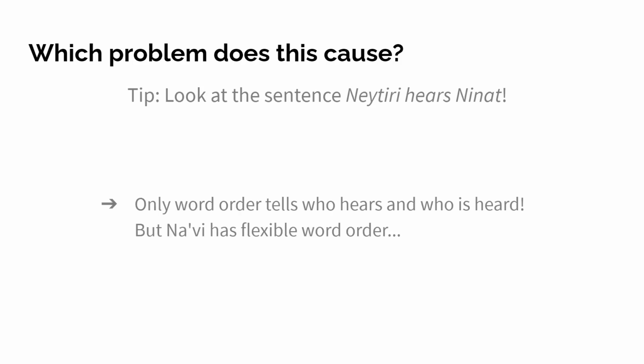So, only word order tells us in the sentence who hears and who is heard. If I would change the word order in that English sentence to "Ninat hears Neytiri", the meaning is suddenly something completely else. I mean, if Neytiri hears Ninat or Ninat hears Neytiri, it's completely different. Na'vi has flexible word order, so we need another solution for this. And for that, we have case endings.